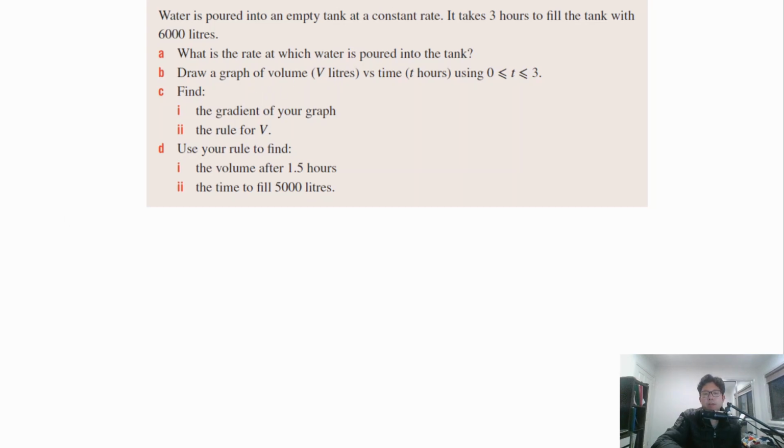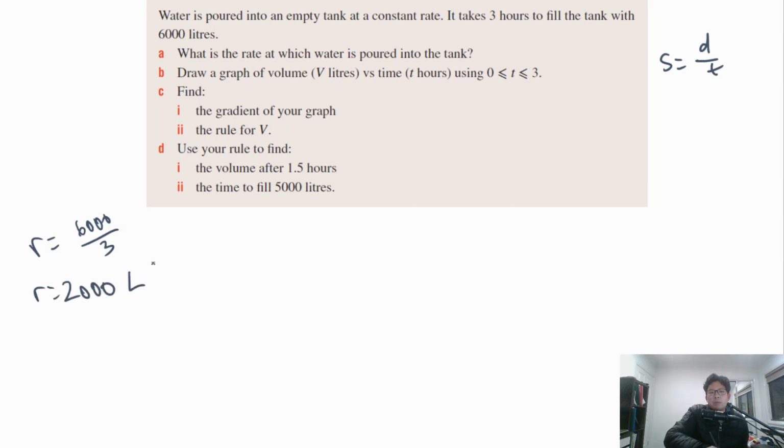To find the rate, it's always how much divided by the time. If you're looking at speed, it's always distance, how much we traveled, over the time. In this case, it's how many liters was poured, which is 6,000 liters. So the rate equals 6,000 over the time taken, which was 3 hours, and that gives a rate of 2,000 liters per hour. So that's the answer for question A, I'll just label that A.